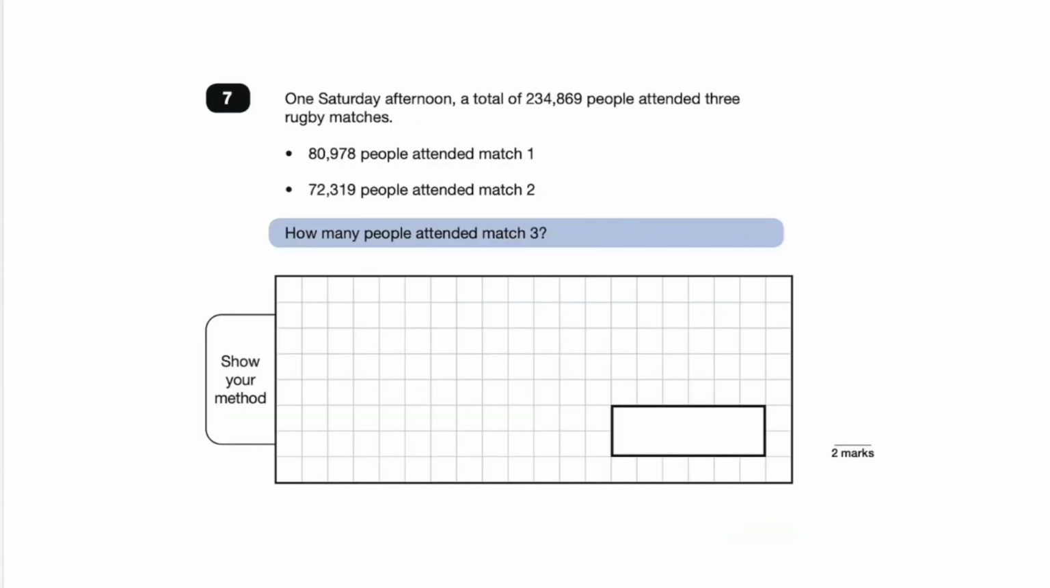Question 7 says on Saturday afternoon, a total of 234,869 people attended 3 rugby matches. 80,978 people attended match 1.